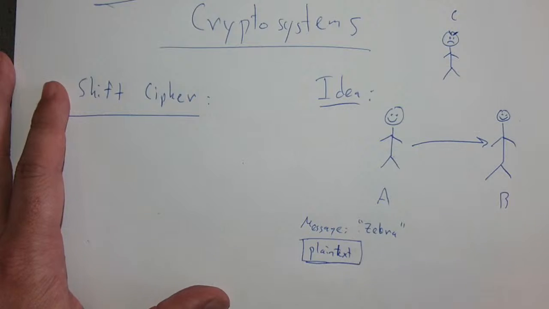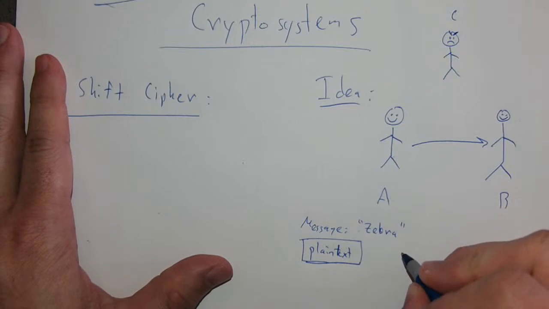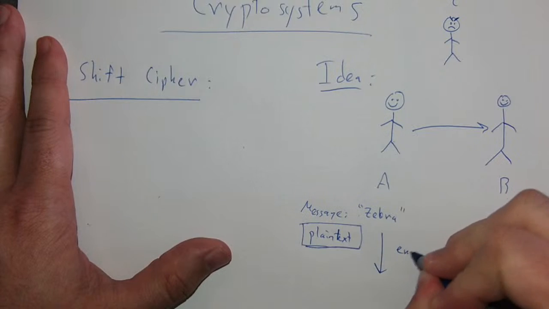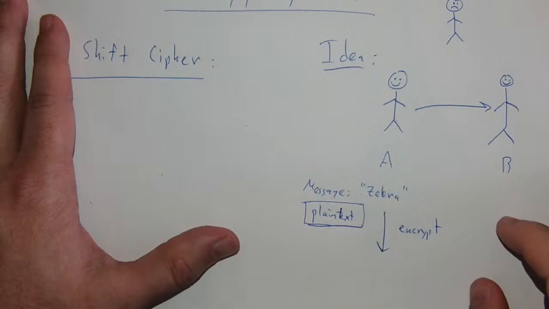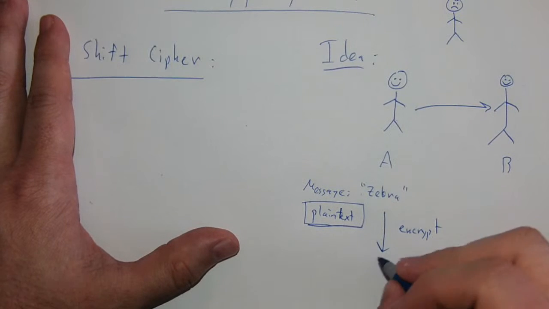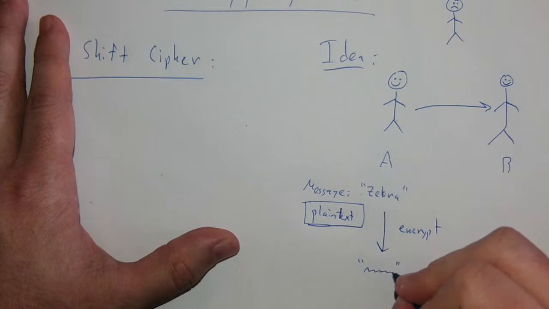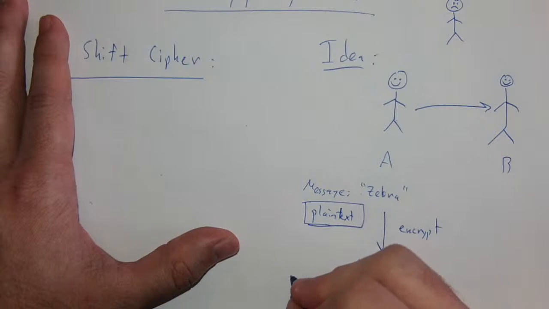So in order to try to ensure this, I take my message and I scramble it in some way, right? I encrypt it. So I encrypt this message, and I get some scrambled message. I don't know what it is. Whatever this is, it's called the cipher text.